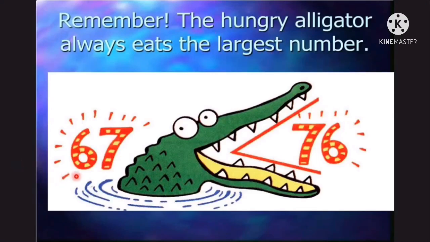So, if we have two numbers here, we have 67 and 76. Alright? So you need to identify which number is greater or larger. And then, the mouth of the crocodile will open on the bigger or the greater or the larger number. It always opens on the bigger number side. Alright?